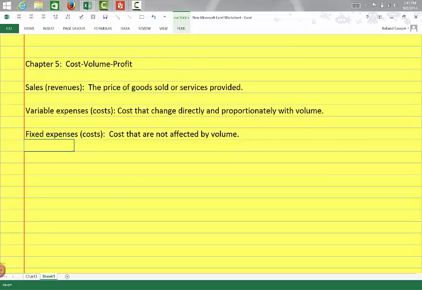Now let's take a look at putting those three definitions together into a model, and we'll use that model to address some basic business questions. So let's say sales minus variable expenses, let's say, is equal to contribution margin.